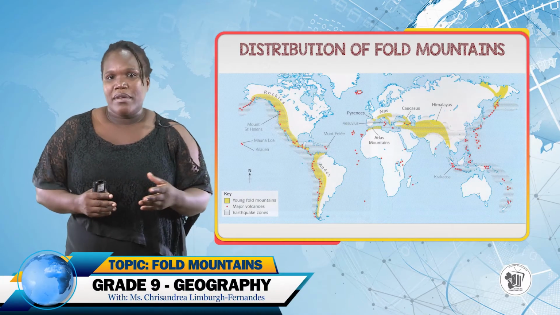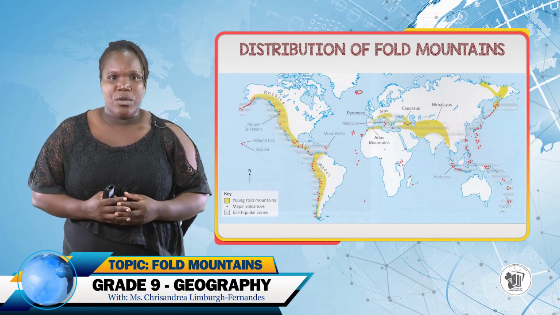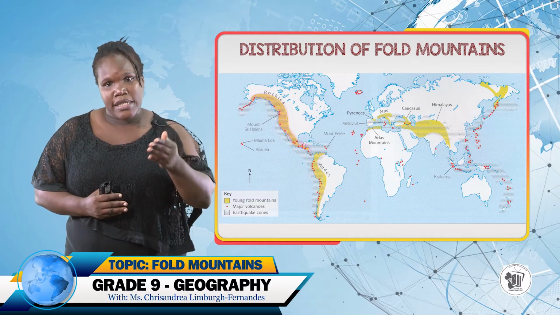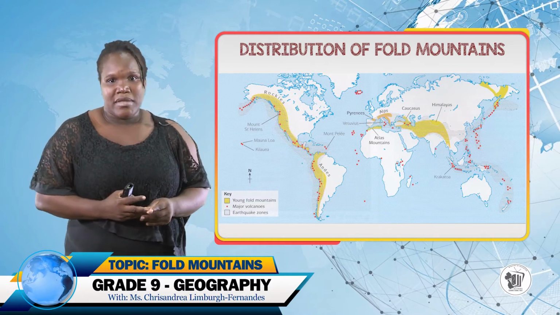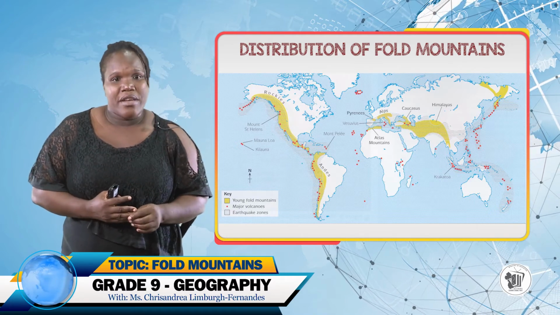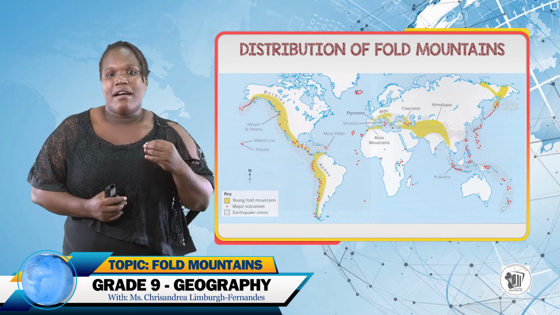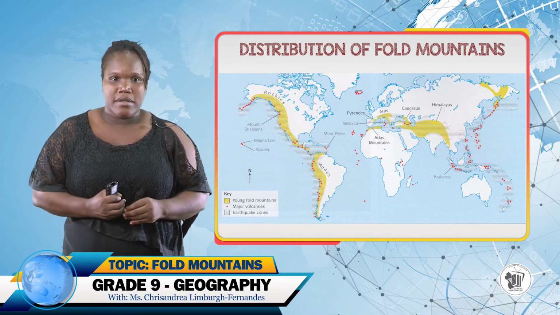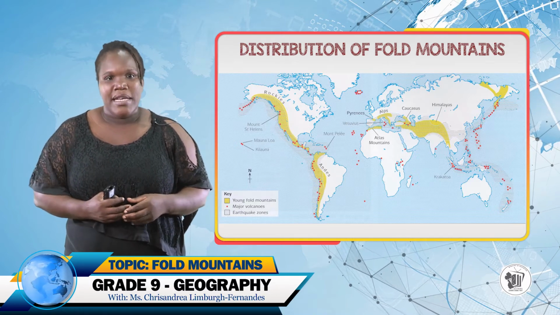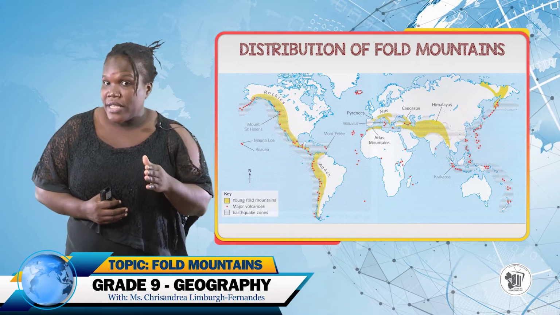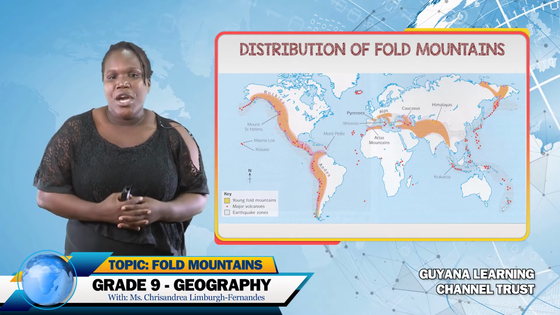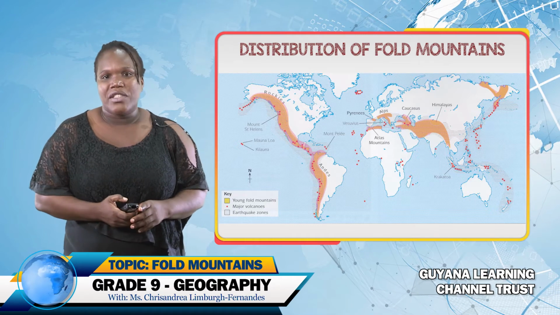Now, here's a map that shows the distribution of fold mountains. We can see the Andes, the Rockies, the Himalayas. We can see the Alps. In this map, the yellow area indicates where there are young fold mountains. It also shows major volcanic areas and earthquake zones. But of interest to this lesson, we know the areas where the young fold mountains have developed.